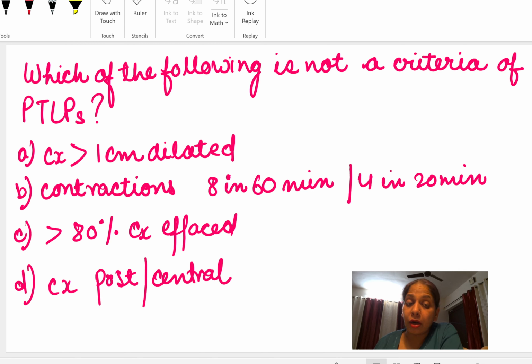More than 80% cervix effaced, it is also right. Cervix posterior or central. Now see, we have studied this in Bishop score. If the cervix is posterior or central, it means that the cervix is not in favor of labor. So from that knowledge we will mark the answer as D, because the cervix is posterior or central, it means that the cervix is not in favor of the labor.